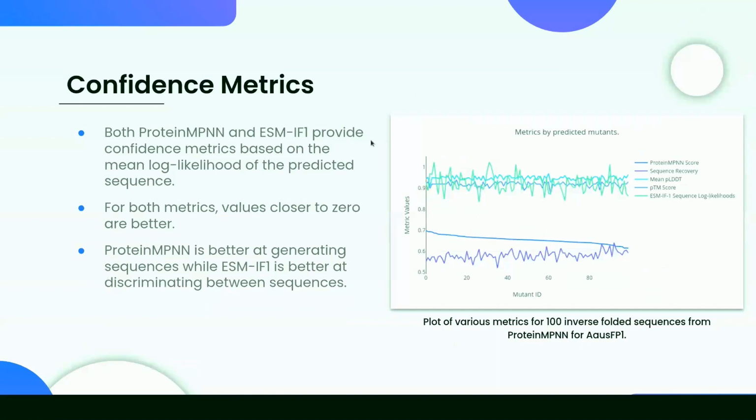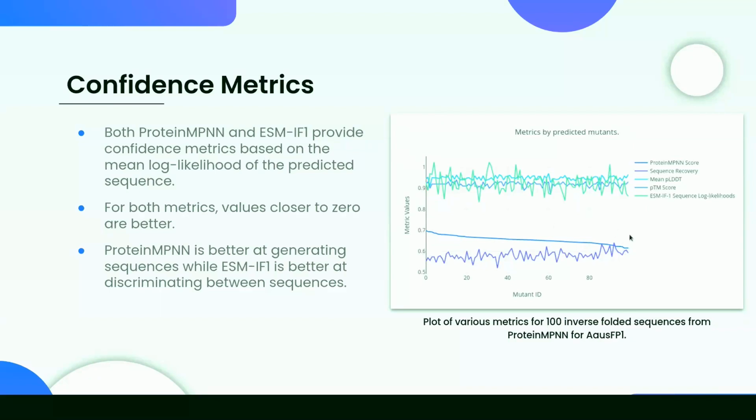So, some confidence metrics: both ProteinMPNN and ESM-IF1 provide metrics in the form of log likelihoods, where values closer to 0 tend to be better. In this case, we generated 100 different variants of the AAUS FP1 protein, and we plotted the metrics as well as the corresponding AlphaFold metrics.